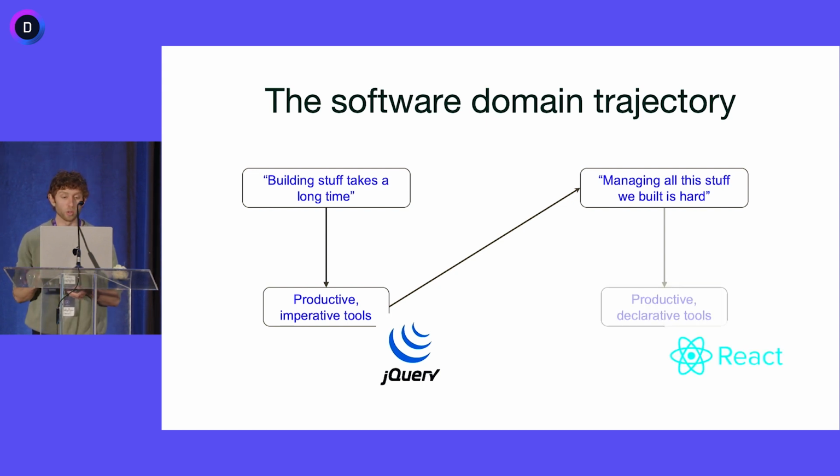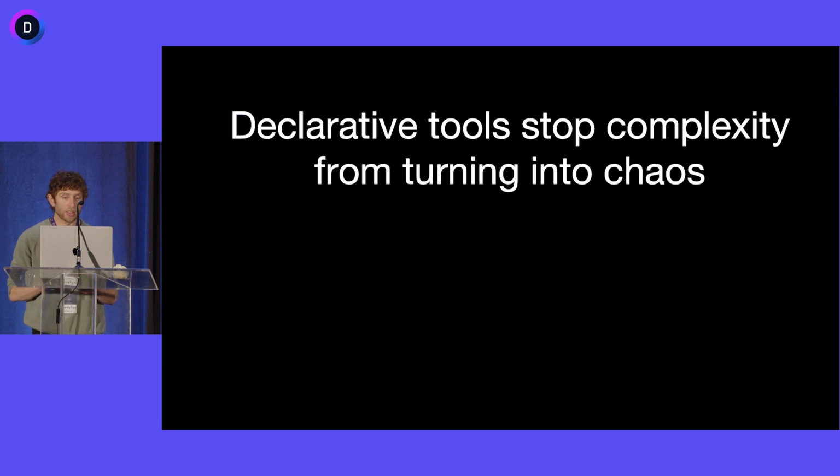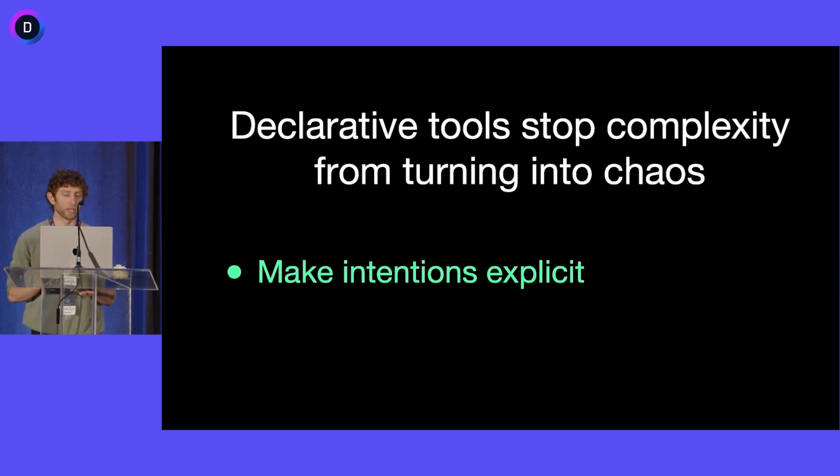So finally, new tools arrive to tackle this problem, and these new tools are built declaratively instead of imperatively. That's because declarative tools are highly effective at taming complexity. They do this in a couple main ways. So first, they ask users to explicitly state their intentions and expectations, which means you get an unambiguous plan that's inspectable by anyone.